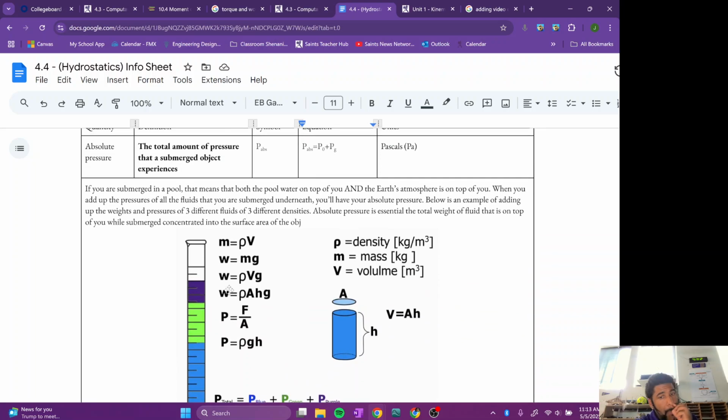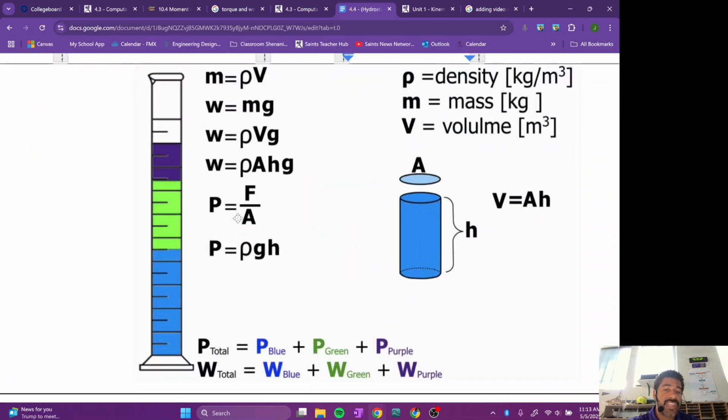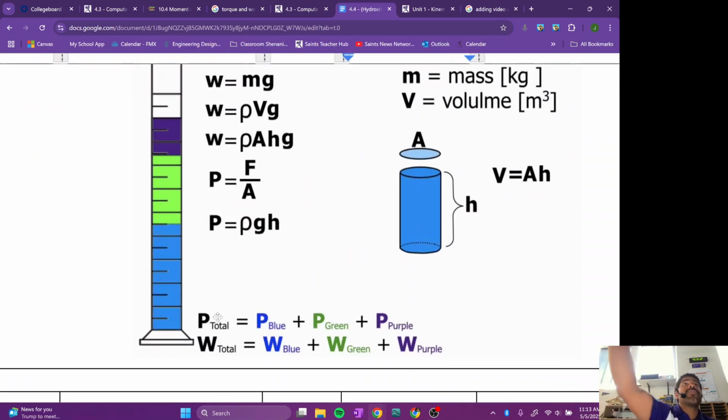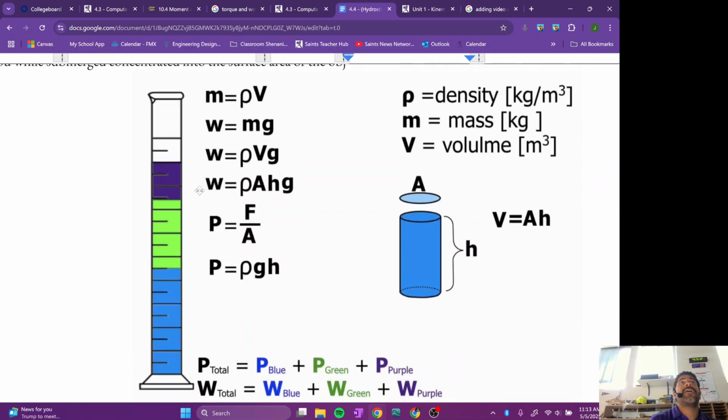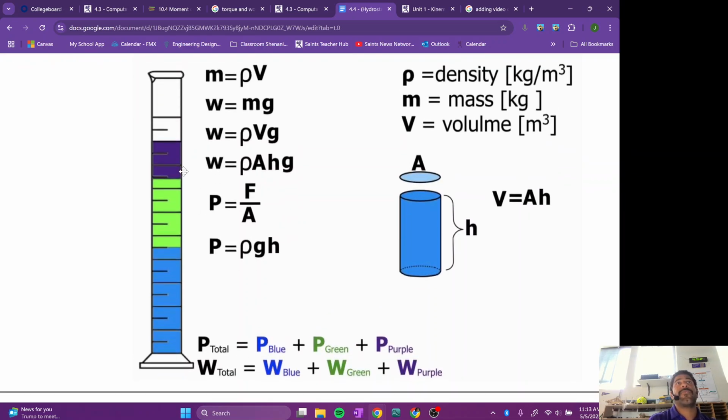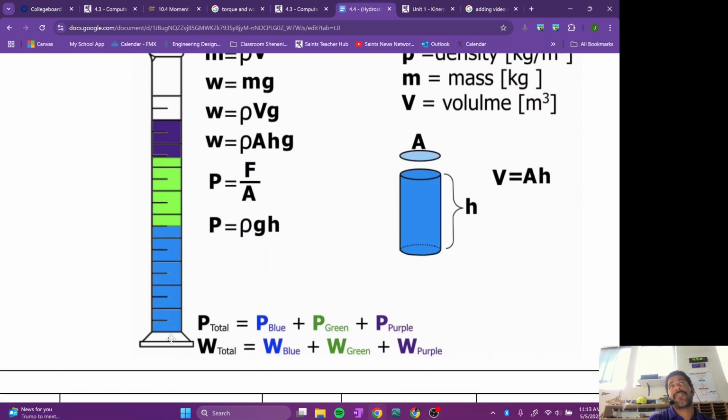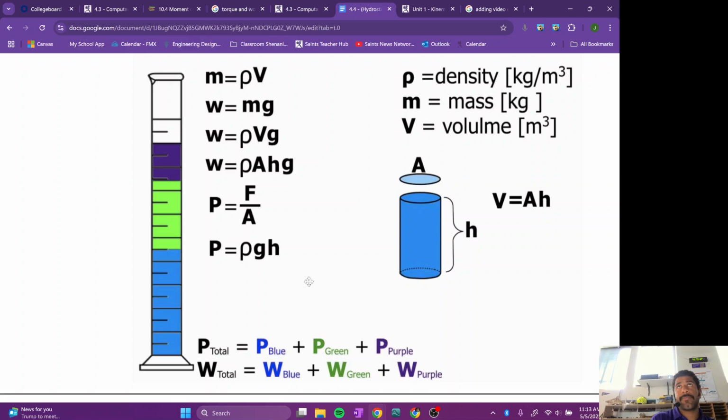Essentially, what you do is you just add up the pressure from all these different objects above you. You take the weight of all the total fluids divided by that surface area: the weight of the air above you, the weight of the purple fluid, the green fluid, and the blue fluid if you're at the bottom of this. That's going to be the total pressure. Weight divided by the area.